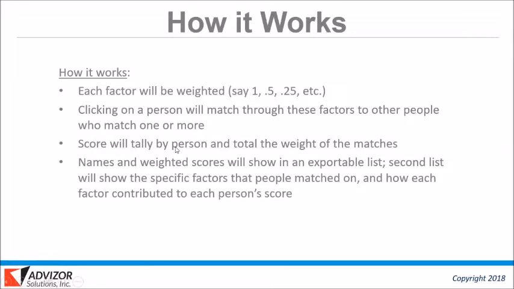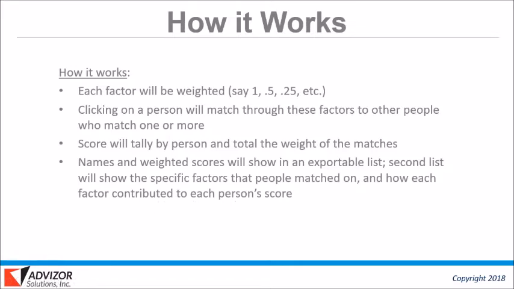And the scores then tally by person because every factor connection to a person gets a score, and you total it up, and it's dynamically calculated, so it happens on the fly, and adjusts every day as the data updates. So the score will tally by person and total the weight of the matches. The names and the weighted scores will show in an exportable list. So if you click me, you'll get the list of people who have, in ranked order, the highest scores. Maybe 20 is the top, and then there's an 18, a 15, a 14, 12, a bunch of 8s, and so forth. And then there's a second list that shows the specific factors the people matched on and how much each factor contributed to each person's score.